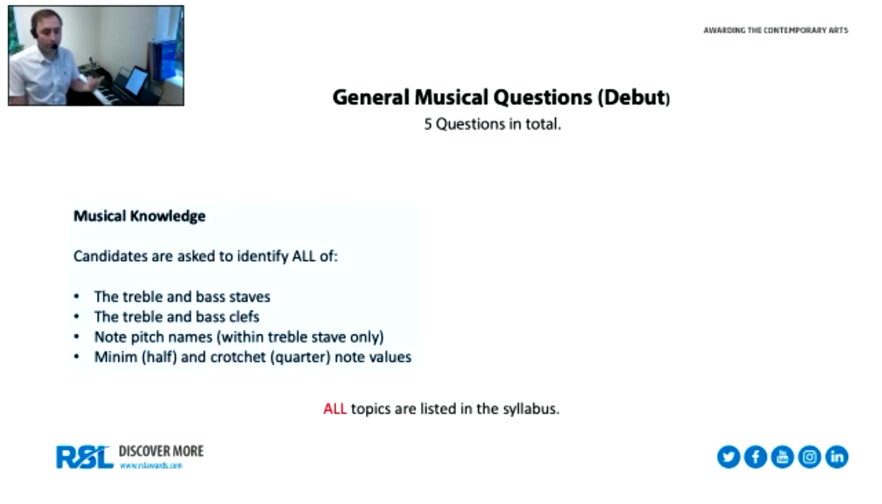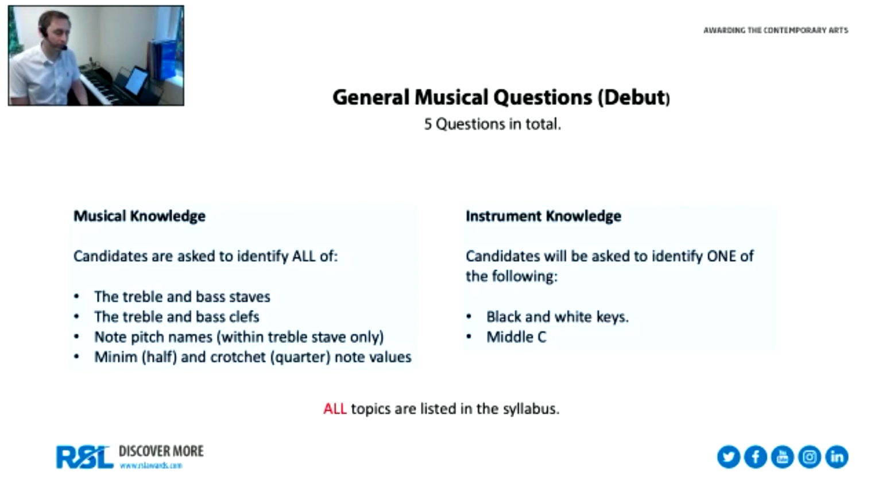There you can see that we will expect students to identify and find a minim or a crotchet, for example, in their scores. The second half of the questions is actually a selection. So the examiner will ask for one of the following to be found, and there you can see the topics. We have a black or a white key, or middle C. So the examiner might say, "Can you point to middle C on your piano, please?" Hopefully they'll find a middle C.